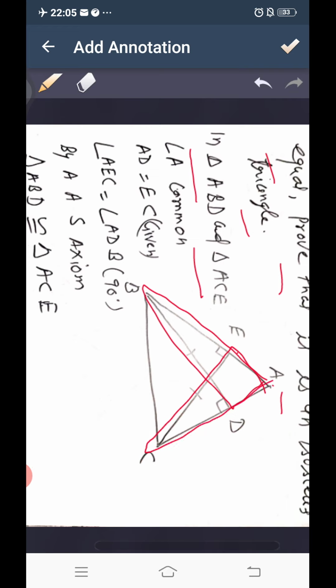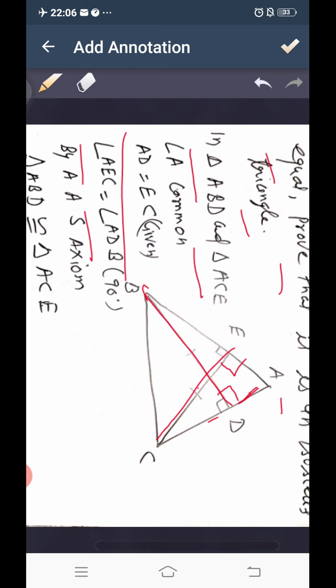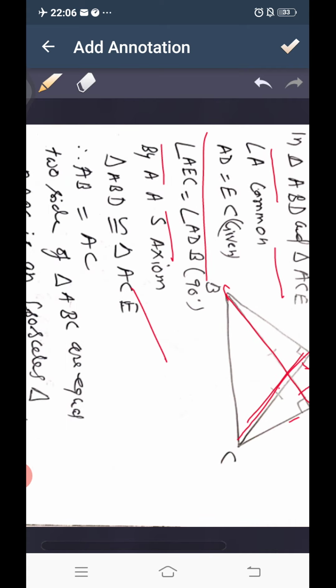Here we can see angle A is common for both the triangles. Then angle AEC equal to angle ADB. AEC means this angle, 90 degrees, and ADB means this angle, 90 degrees. And BD equal to EC, this is given. So here we can see one order, that is angle, angle and then side. So by angle angle side axiom, triangle ABD is congruent to triangle ACE.